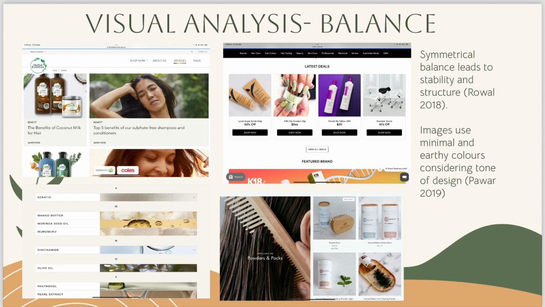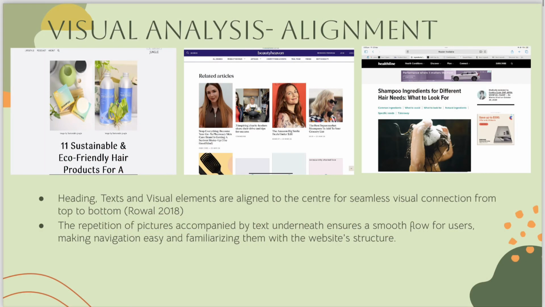Through these screenshots, I observed a common thread of structured layouts that facilitated seamless navigation for the consumer. There is a symmetrical balance that leads to stability and structure for these web pages. Earthly tones dominate the color palette, reinforcing the sustainability theme. One notable design feature was the centered alignment of images and text, creating a cohesive visual journey from top to bottom. Additionally, the strategic use of varying text and image sizes enhanced the user experience, guiding the eye effortlessly through the content.